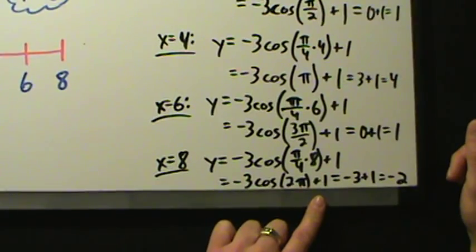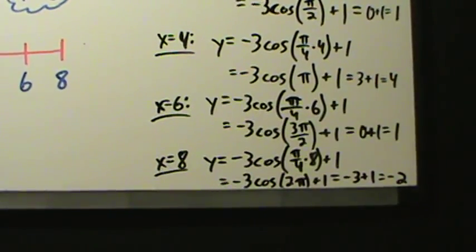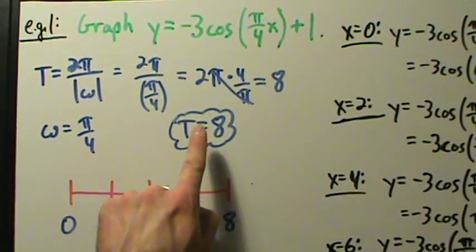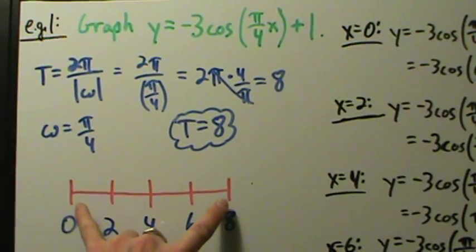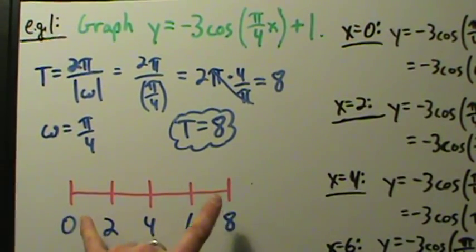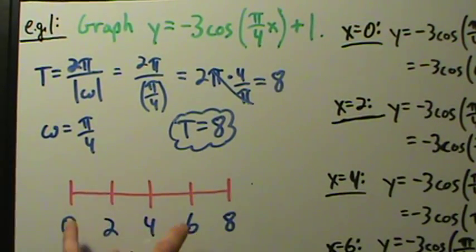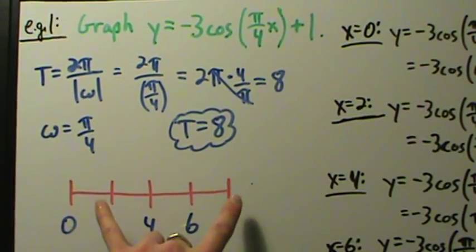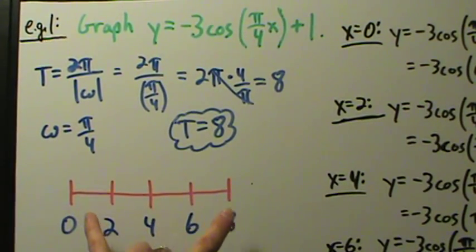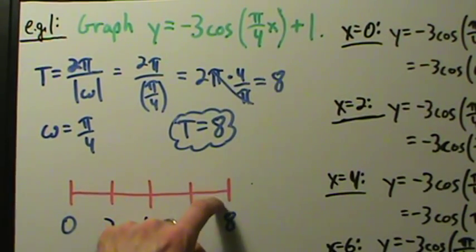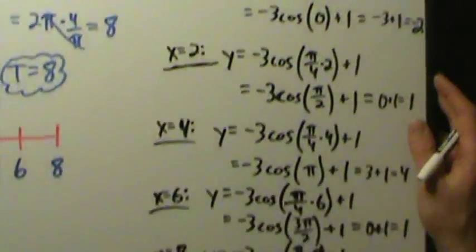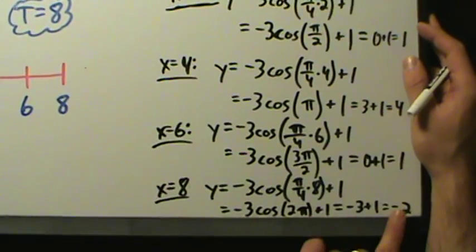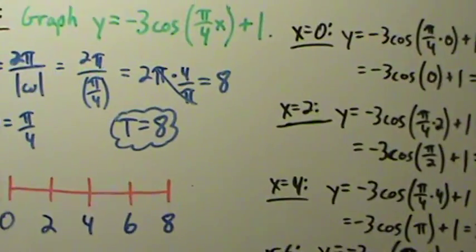Okay? And actually, for x equals 8, we didn't really have to go through that. Why not? Because we know the period is 8. So at x equals 0 and x equals 8, the y-coordinate should be the same. Because these are 8 units apart, the period is 8. So if you start at one value, go 8 units in either direction, to the right or to the left, you're going to get the same y value. So x equals 0 gives us a y value of negative 2. X equals 8 better give us the same y value, negative 2, right? Because the period is 8.